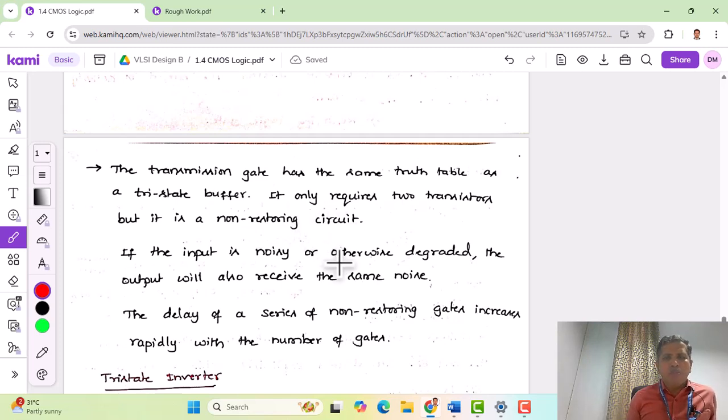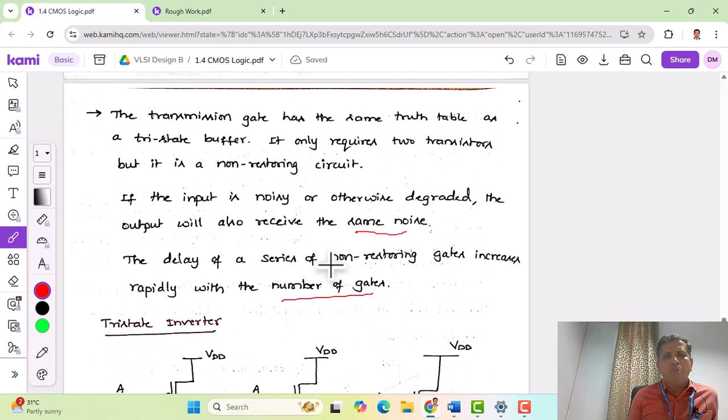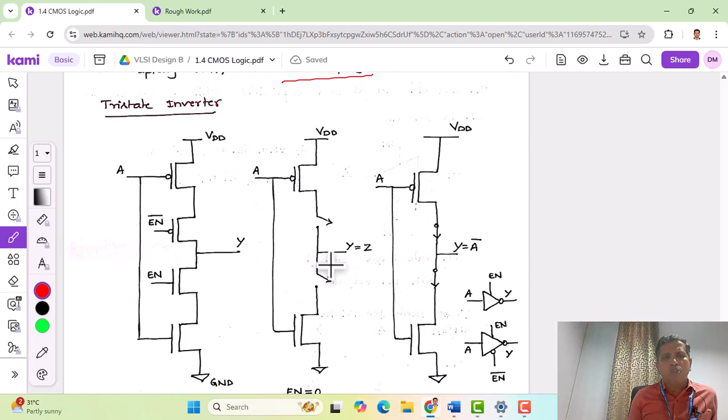If the input is going to be noisy, otherwise degraded, the output will also receive the same noise. That is the problem with the tri-state buffer. The delay of series non-restoring gates increases rapidly with the number of gates. So this is a delay with reference to delay. And below we have shown one circuit which is called a tri-state inverter.